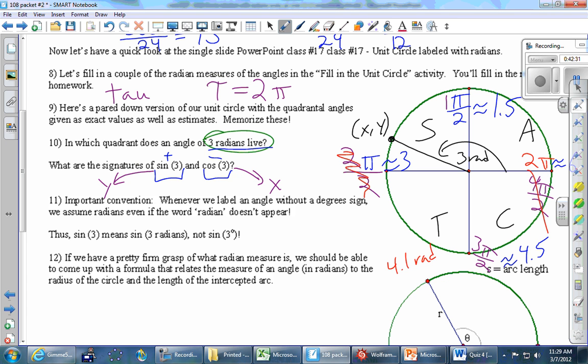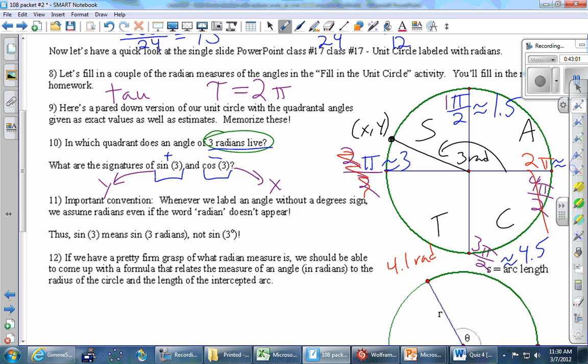So these letters are supposed to tell you where things are positive. Anything left out is negative. What's the only positive thing in the third quadrant? It's tangent. What's the only positive thing in the fourth quadrant? Cosine. Okay, so then if you have that in your head, then sine of 3 and cosine of 3, well, it becomes easy. Sine is the only thing that's positive in that second quadrant. So sine is positive, cosine is negative.